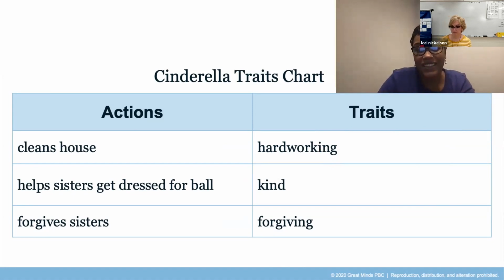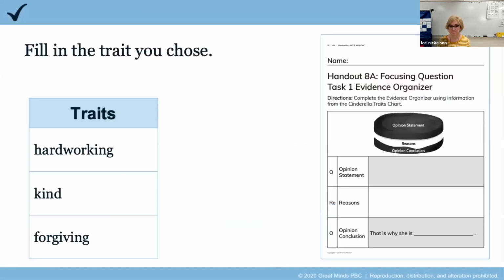Did you point? Okay, you are going to add the notes about the trait that you most admire about Cinderella to an evidence organizer for focusing question task 1. What I'd like you to do is take out handout 8A. It is the focusing question task 1 evidence organizer. You are going to plan your opinion paragraphs using this evidence organizer.